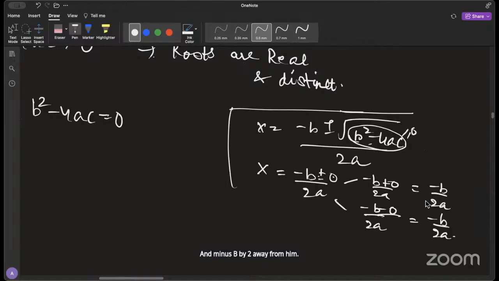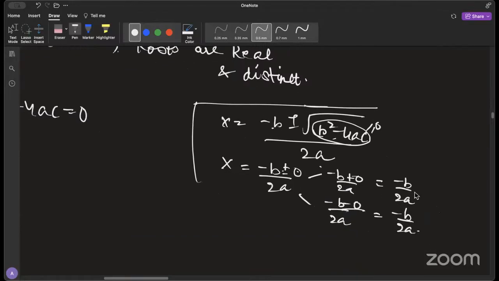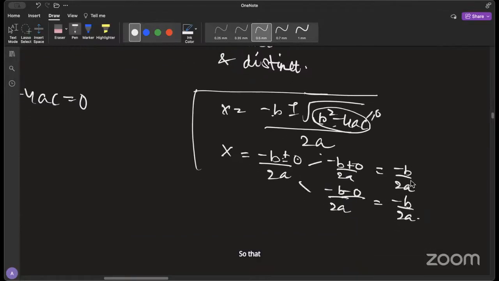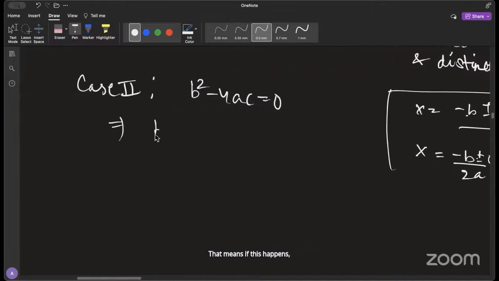That means obviously your roots are real because your b was real, a was real, and so the algebra is also real. Algebra of real numbers is real, provided you have not taken 0 in the denominator, which is true. We're not taking a to be 0, right? Initially, we mentioned that a is non-zero. That means this is a real number. This is also a real number. That means if this happens, both roots are real and equal.